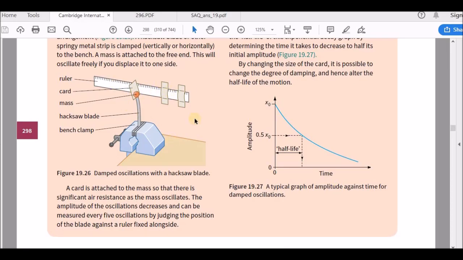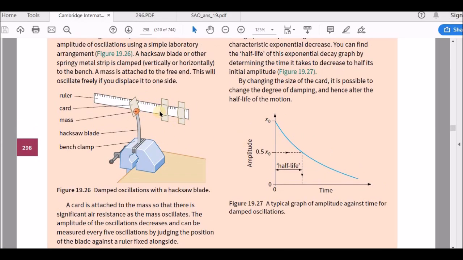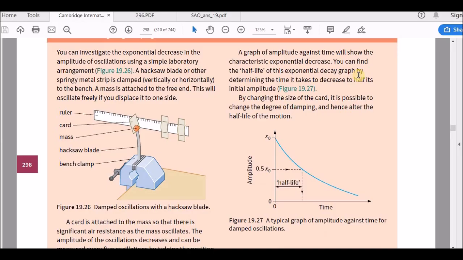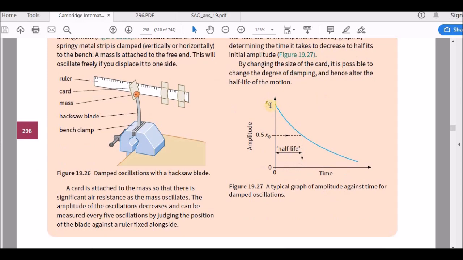So that's why I said, when you are drawing apparatus, don't draw it floating. You have to attach it like this. A graph of amplitude against time will show the characteristic exponential decrease. You can find the half-life of this exponential decay graph by determining the time it takes to decrease to half its initial amplitude. So here is the initial amplitude, and half the initial amplitude. The time is 1 half-life for the decrease in amplitude by half.